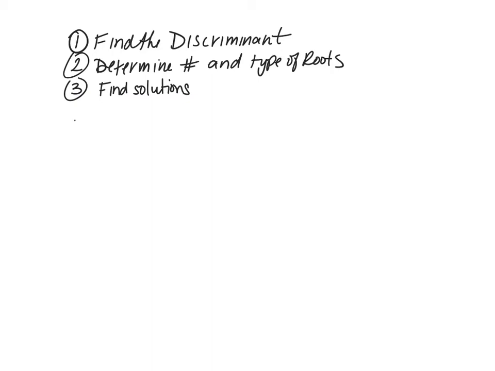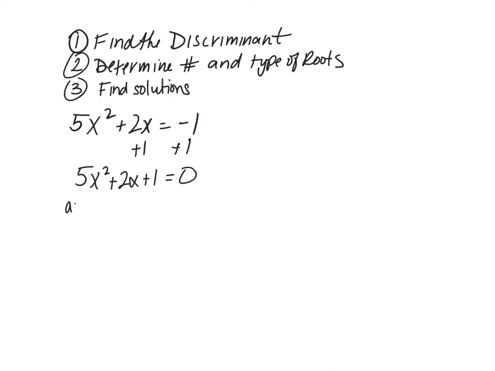So here's our first example. 5x squared plus 2x equals -1. And I always have to make sure it equals 0 before I decide what a, b, and c are. So we're going to add 1. 5x squared plus 2x plus 1 equals 0. So my a is 5, my b is 2, and my c is 1.